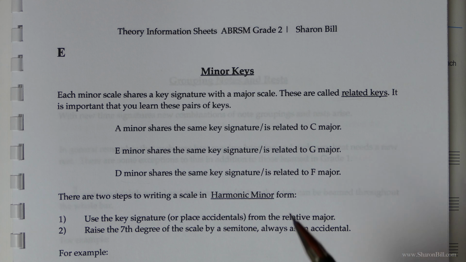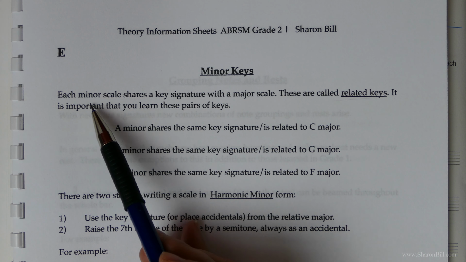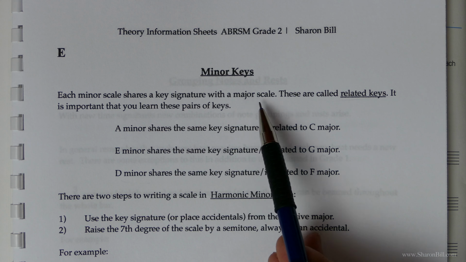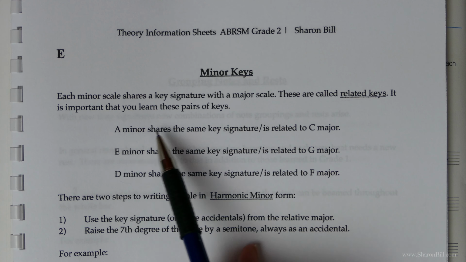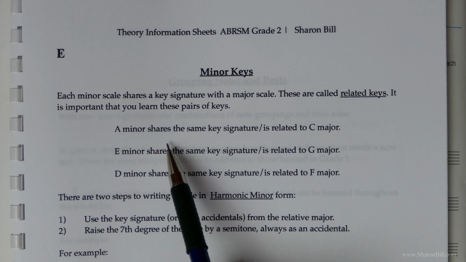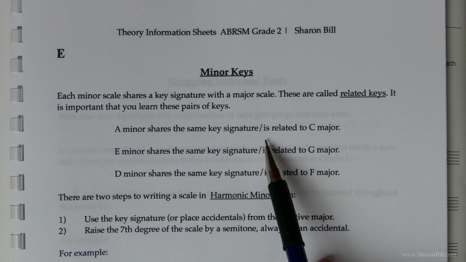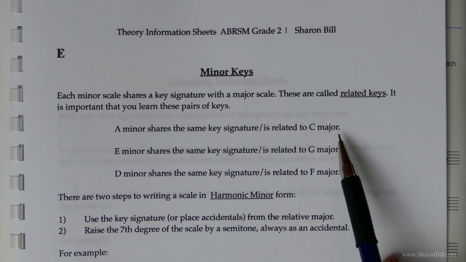with one little addition. We just need to be aware that every minor scale shares a key signature with a major scale. They're called related keys, and it's important that you learn these pairs of keys. So A minor shares the same key signature, or we would say it's related to C major. So A minor is paired with C major.